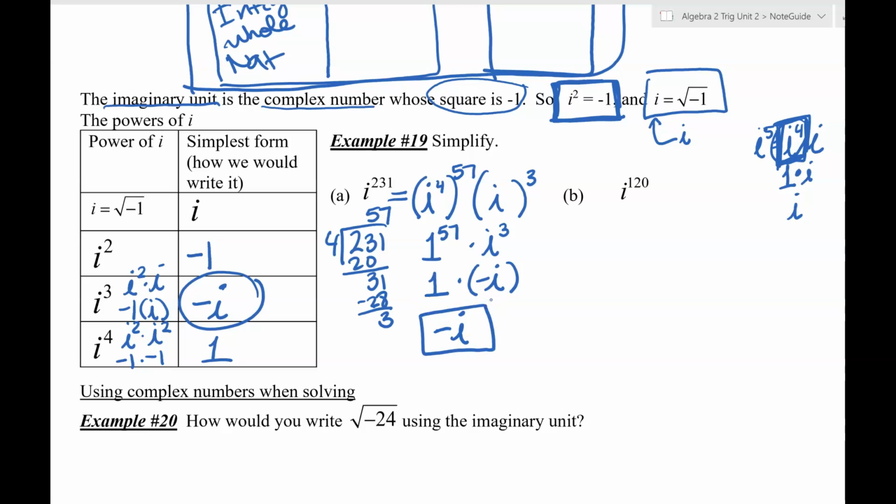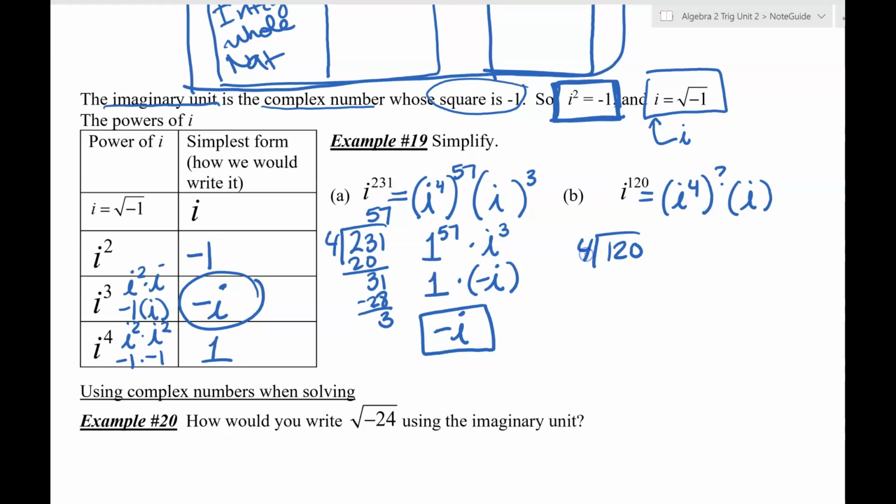So there's really no reason for us to ever write i with higher powers on it because it should simplify to one of these more simple forms. So same thing with 120. I want to ask myself how many i to the fourths are in there, and then are there any extra powers of i? So I would take 120, divide it up by fourths, and see how many i to the fourths I would need for that. I get exactly 30 with no remainder.